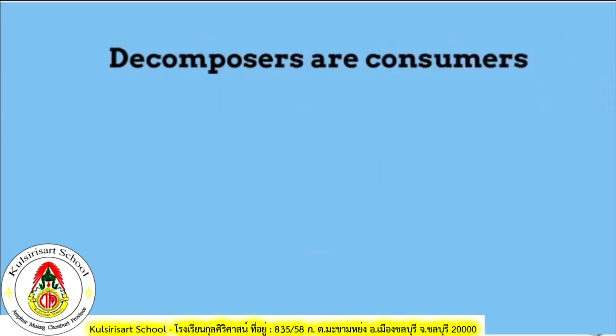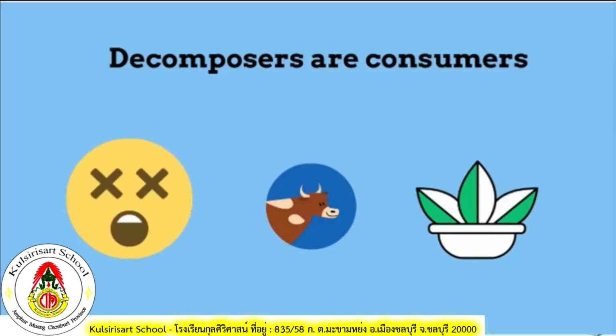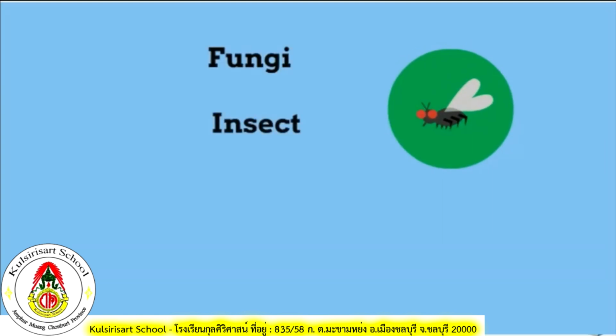Like other consumers, decomposers are heterotrophic, meaning they use other organisms to get their energy, carbon, and nutrients for growth and development. We will focus on four main types of decomposers: fungi, insects, worms, and bacteria.